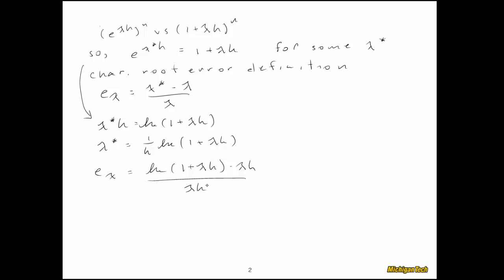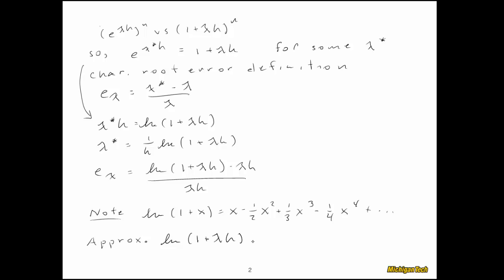So the first thing to do is to note that we can expand the natural log of 1 plus x into a Taylor series expansion or a binomial series expansion, depending on how you want to write it out. So we have natural log of 1 plus x, and there's x minus a half x squared, plus a third x cubed, minus a fourth x to the fourth, etc., etc. And we're going to apply this general expression to approximating the natural log of 1 plus lambda h from our characteristic root error E lambda above.